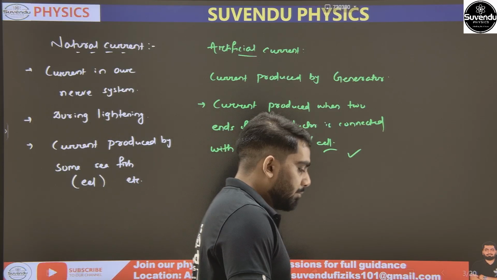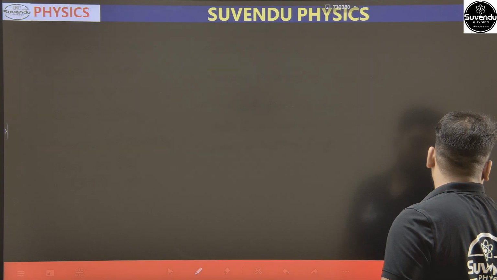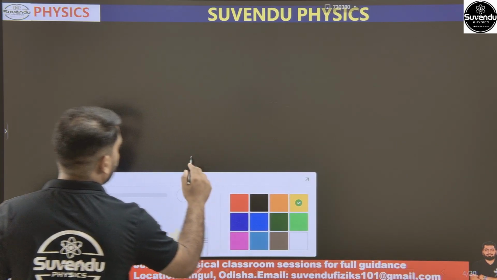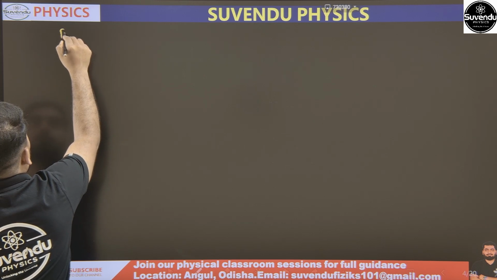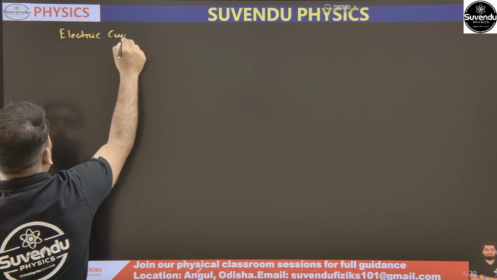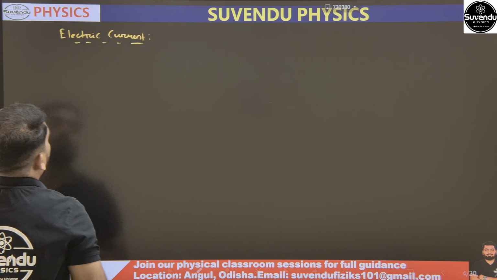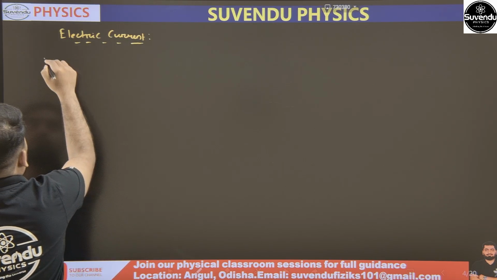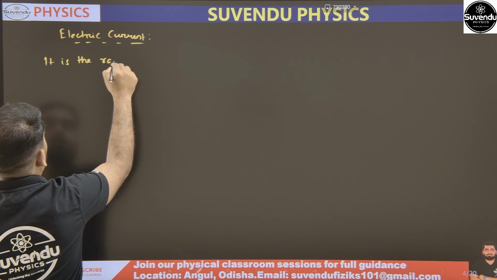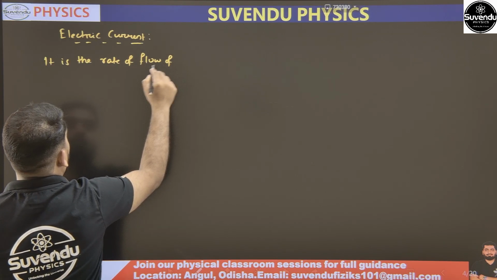Now proceed towards our main content, that is electric current. So in electric current, what will you observe? Now see, the next content is electric current. In class 10, you all have already read it. It is the rate of flow of charge.